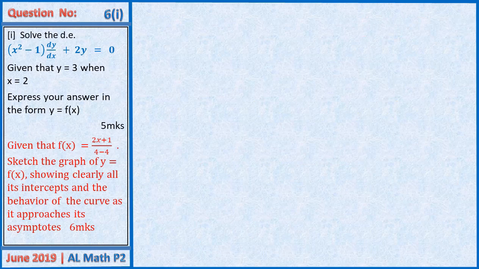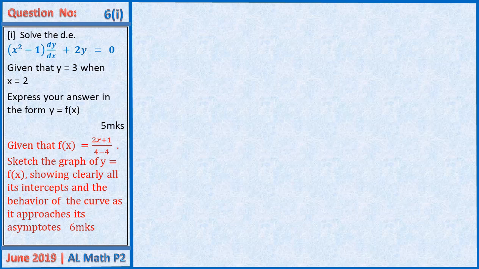That brings us to the next question. Question number 6. Solve the differential equation (x squared minus 1) dy/dx plus 2y equals 0, given that y equals 3 when x equals 2. Express your answer in the form y equals f of x.